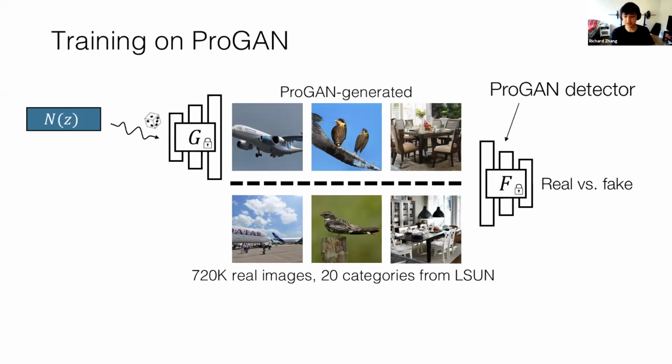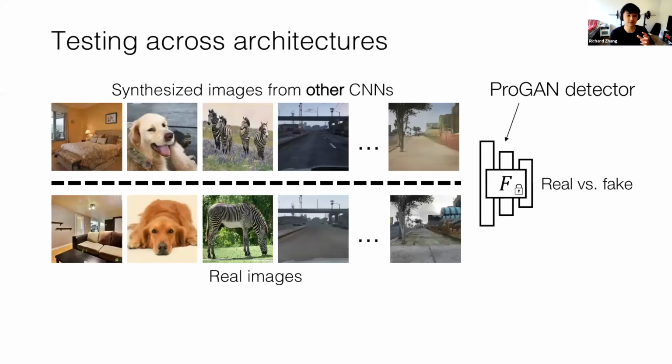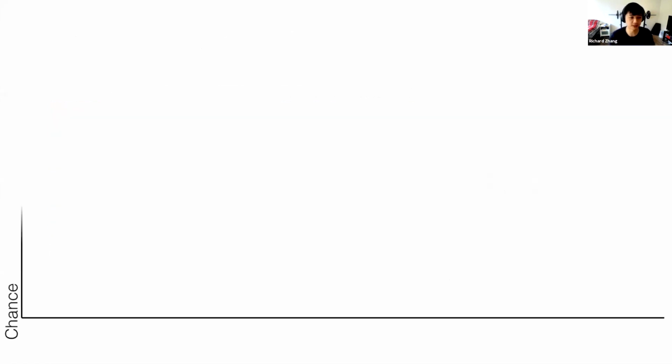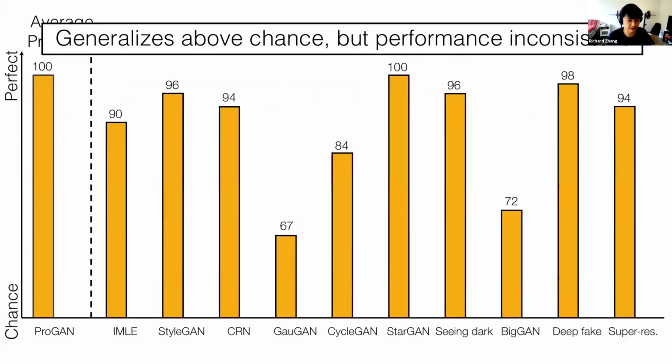From there, we can freeze the classifier, F, and try to see if it can detect synthesized images from other CNNs. So we're going to show those results here. On the y-axis, I show average precision, where the bottom is chance and the top is perfect. On the training distribution, if you train and test on ProGAN, even if it's on different sized images, it's trivial, you get 100%. Now, if we look at all the other methods, we're doing above chance, which is encouraging, but the performance is rather inconsistent.